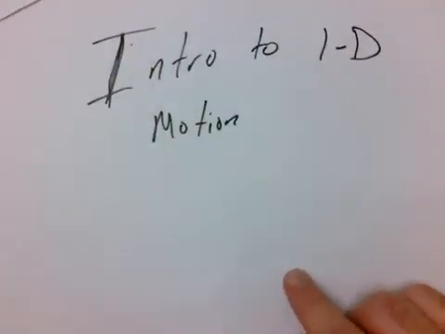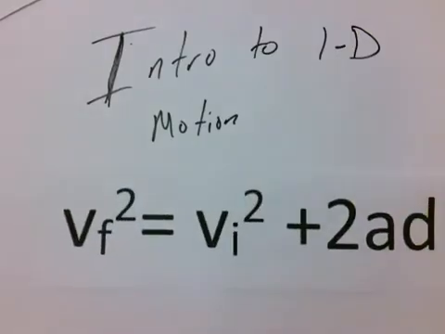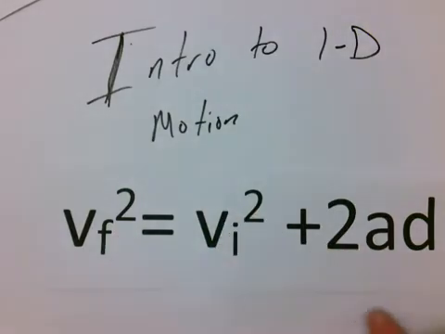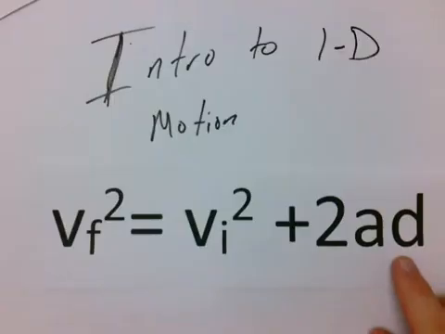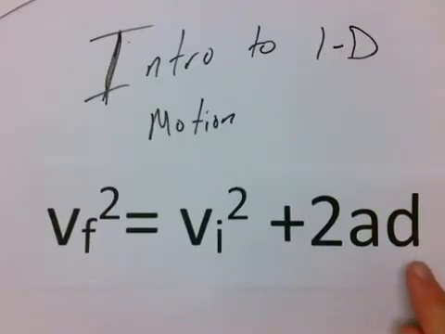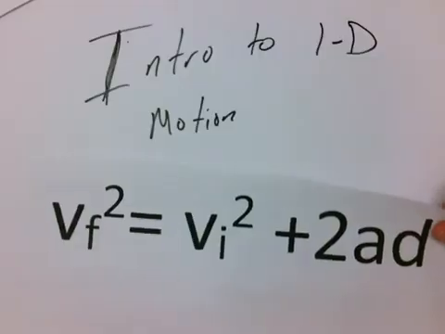The next equation is one where, again, it's going to have velocities, final and initial, but it's squared. And this time, it doesn't have time, and instead it has distance. So this equation is helpful when you have these four variables, but not time. So I'd use this equation when I have these four variables, not time.